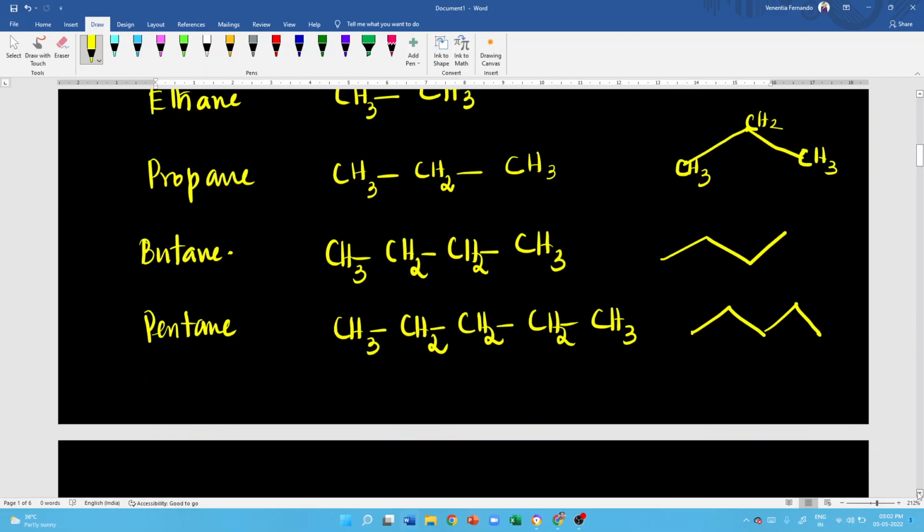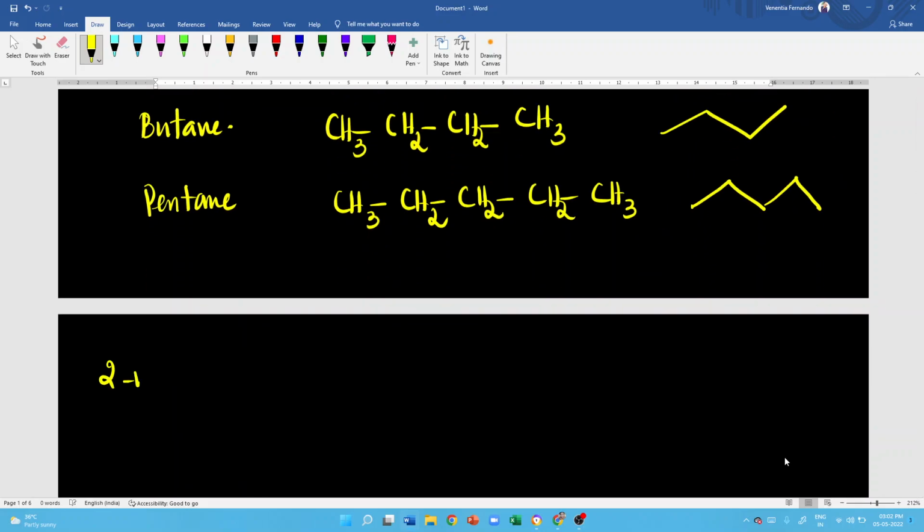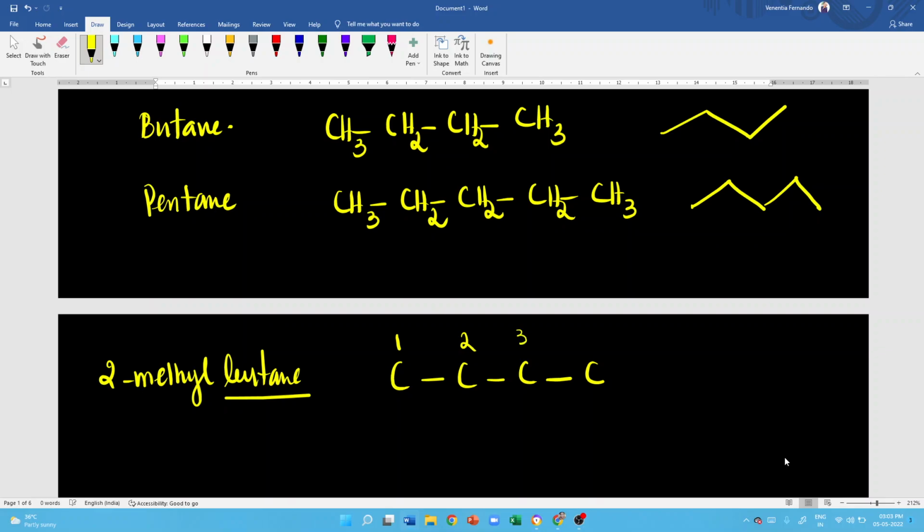Suppose you have a compound like this, that is 2-methyl butane. So how to do this? This is the parent. The parent has 4 carbon atoms and number the carbons 1, 2, 3, 4. In the second position there is a methyl group. Methyl means 1 carbon. Fill with hydrogens H3, H, H2, H3, H3.